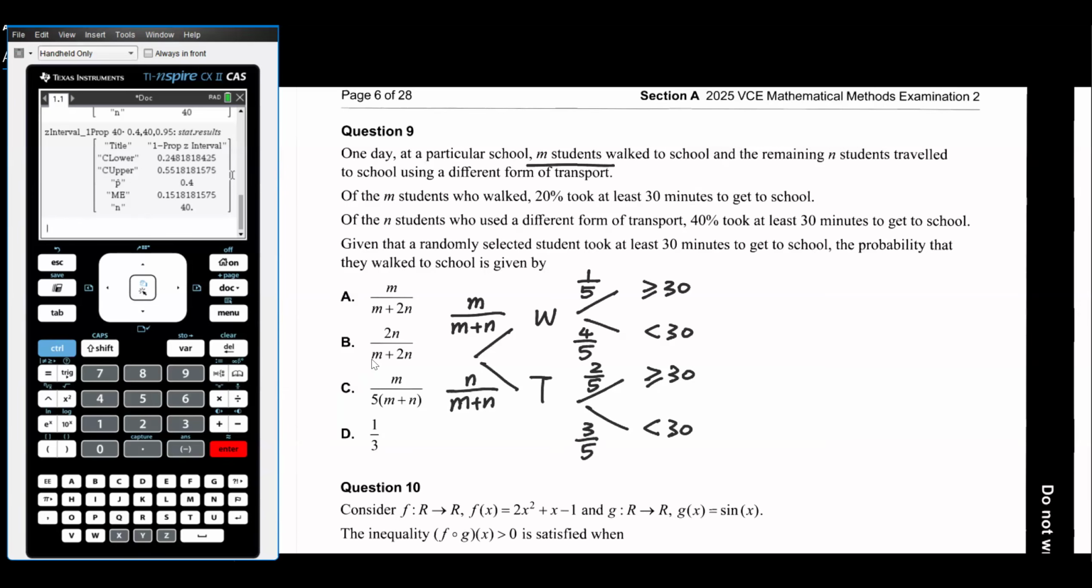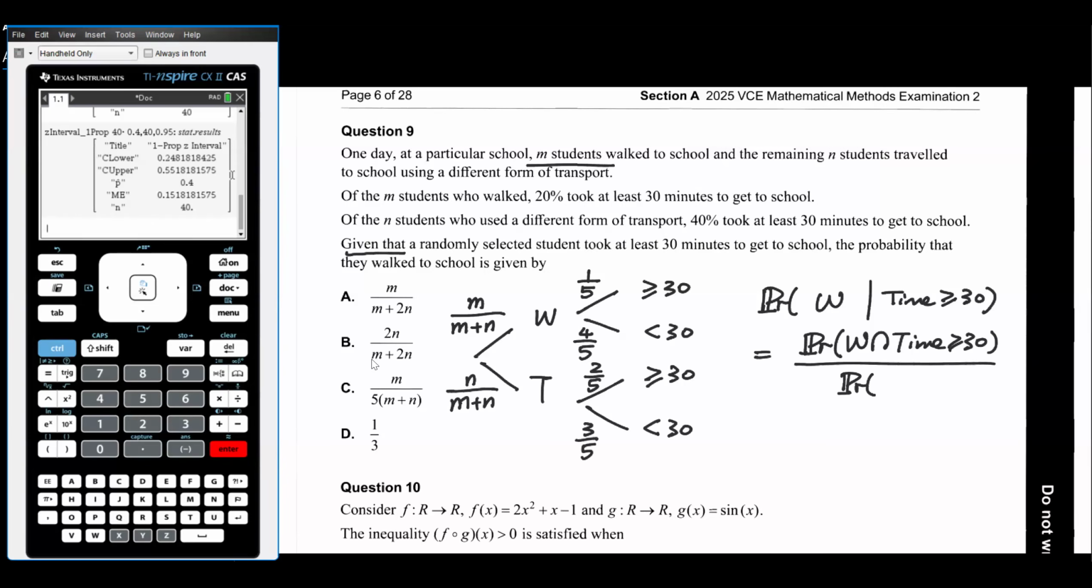So the question wants us to find the probability, given that the time is greater than or equal to 30, of walking to school. So basically you need the intersection between W and the time greater than or equal to 30, divided by the probability of time greater than or equal to 30. Now, your numerator is going to be this number times that. So you have m divided by 5 lots of m plus n.